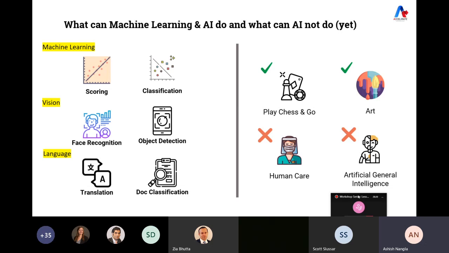On the left-hand side is where we usually see machine learning being used. Typically, there are multiple things you can do if you focus on some of these aspects around scoring, classification, object detection, translation, document classification. These are good examples of real-life business cases around you that can be addressed with it.